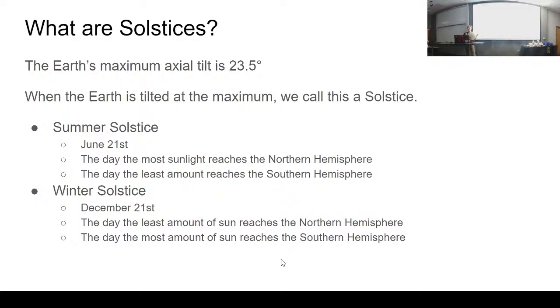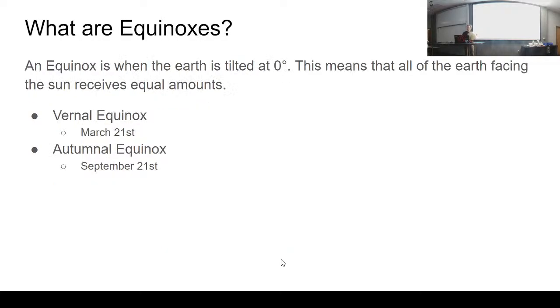Then we have our winter solstice, which happens December 21st. This is the day the least amount of sunlight reaches the northern hemisphere, and therefore the most amount of sunlight is reaching the southern hemisphere. So you have to flip those around depending on the date of the solstice and the hemisphere.